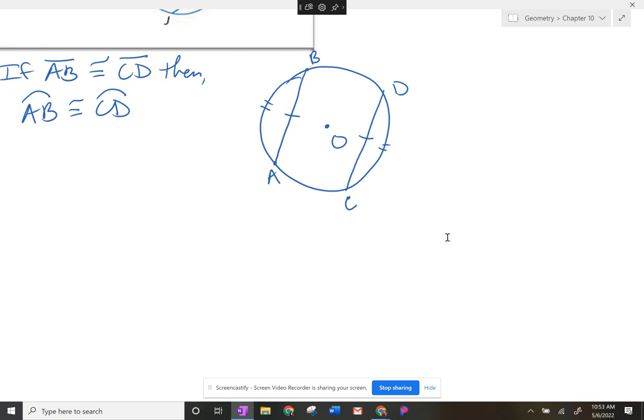Likewise, if the arcs on the outside are the same length, that means the inside chords are going to be the exact same length. Make sense?